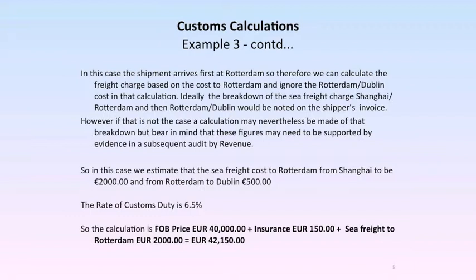So the calculation is the FOB price €40,000 plus insurance €150 plus sea freight to Rotterdam €2,000, and that gives us a total of €42,150. This is the value to use to calculate the duty. The reason why customs only want to include the freight amount for duty purposes up to the first point of arrival into the EU is that the EU does not feel entitled to charge customs duty on transport that is carried out within the customs union.